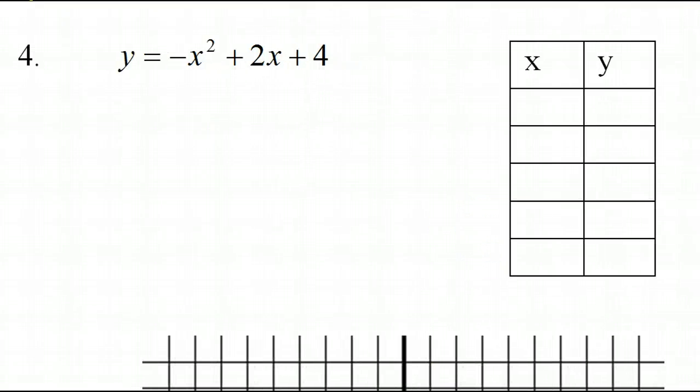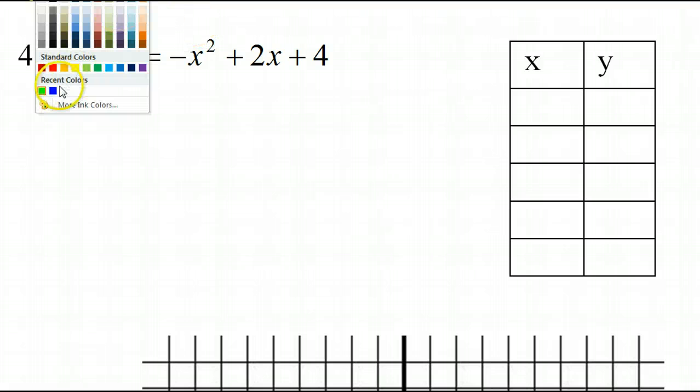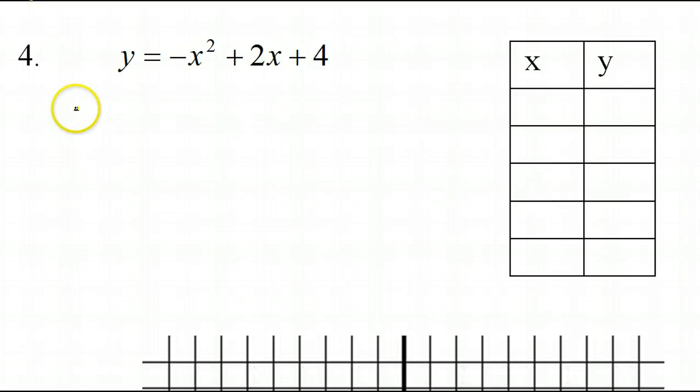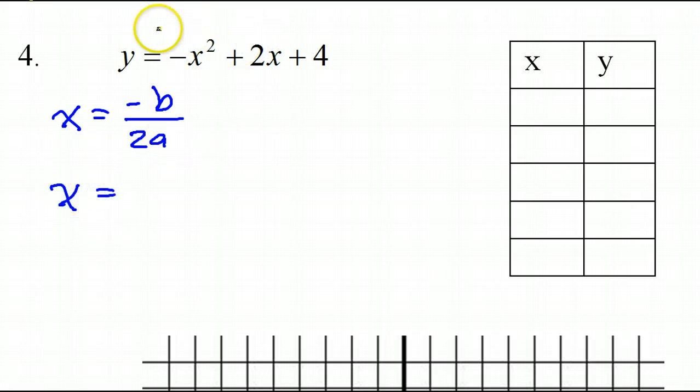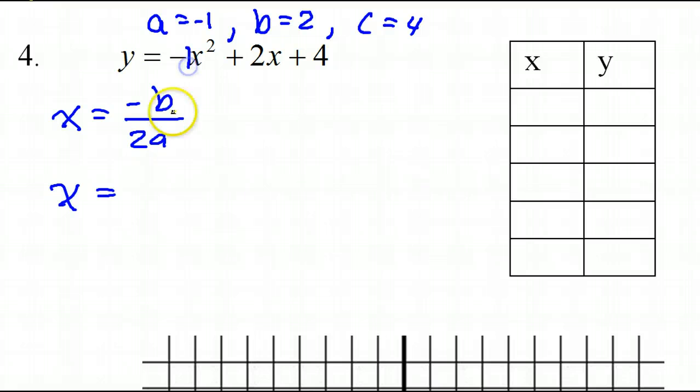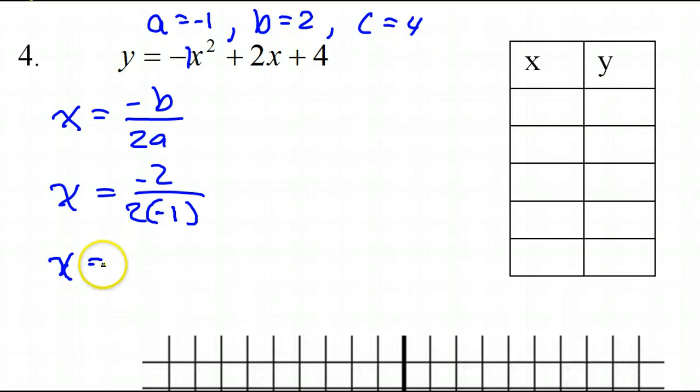Okay, so I've got number 4. Let's find the axis of symmetry and simultaneously the x value of the vertex. We will use the opposite of b over 2a to accomplish that. So a is -1, b is 2, c is 4. I'm just looking at these coefficients. So the opposite of b will be -2. And then 2a, well, a is -1, so that's 2 times -1. So that's going to be -2 over -2, so x equals +1.